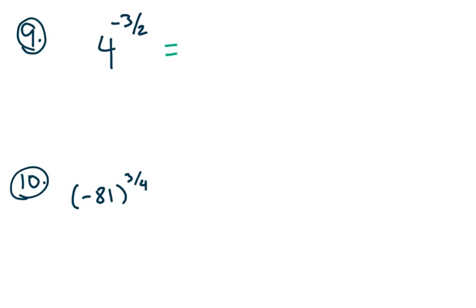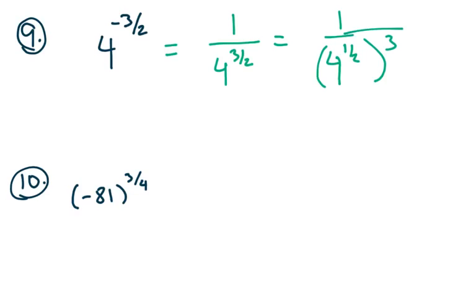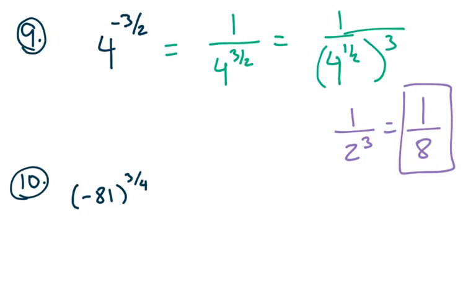So first off, it's negative, so we know that it goes to the denominator. From the previous example, we know that we want to play with the fraction first. So what is 4 to the 1/2? Well, it's the same thing as the square root of 4. So this is 1 over 2 cubed. 2 cubed is 2 times 2 times 2, which is 8, and there's my answer.